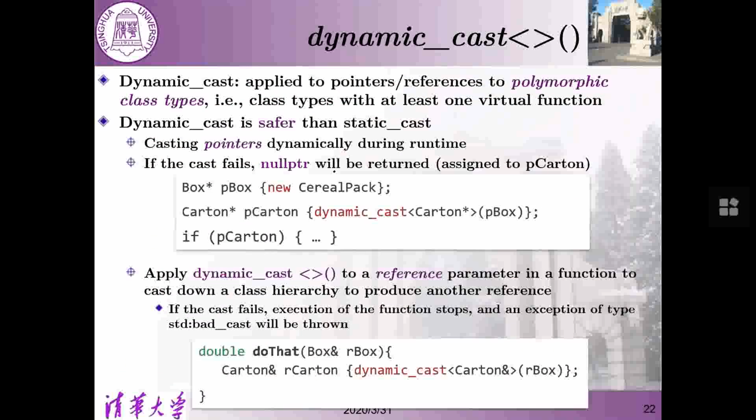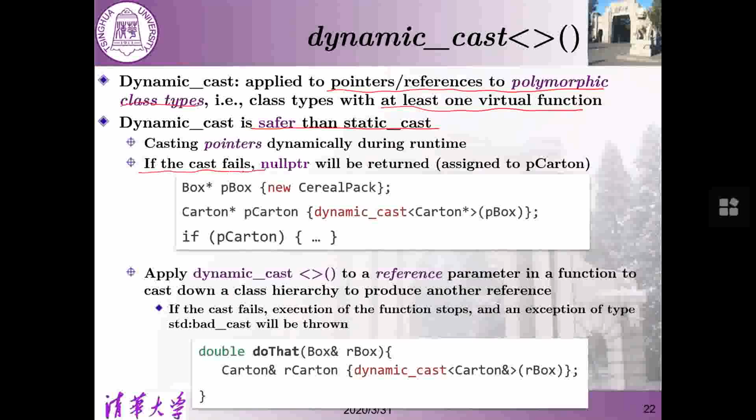Okay, then for dynamic cast, it is applied to pointers and references to polymorphism class types. So in this case, there should be virtual keyword in the member functions in the classes, right? So there is at least one virtual function in the classes. Dynamic cast works for this polymorphism, right? So be careful about that. Be careful about that.